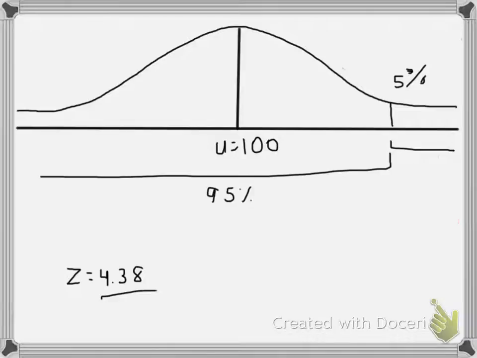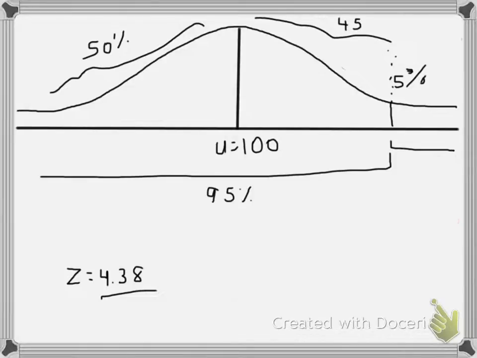And let's look at the rest of our curve. We know that this part right here is going to be 50% of the curve. And we know that this part would have been 50%, but up to here, we know that that is 45% of my curve.